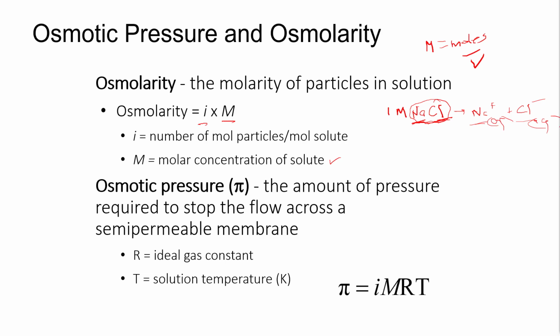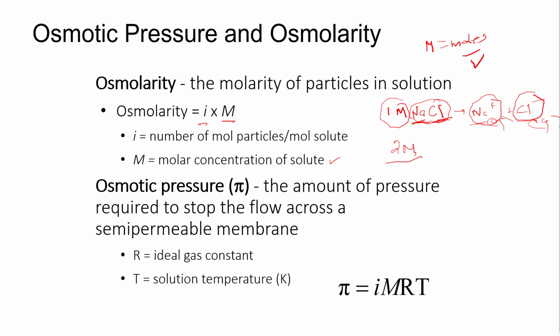So that's what this I is. I says, okay, for every one of these sodium chlorides, we get 2 ions. So the total osmolarity for sodium chloride would be 2 molar. All right, that would be the osmolarity. So you multiply the number of ions formed times the concentration, and you get the osmolarity.